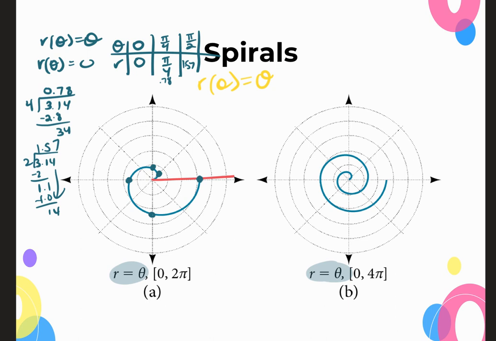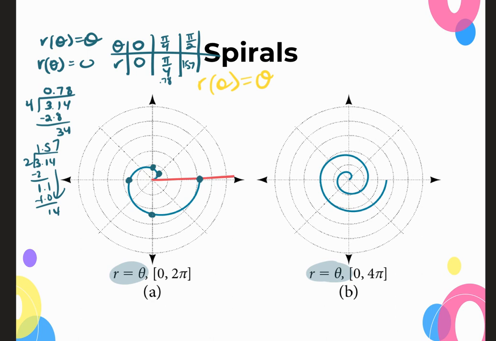So as I increase my theta, what is also happening to my r values? They are increasing. They are not increasing in an equal interval, which is literally causing this spiral. If I kept going, it would keep getting bigger and bigger and bigger. The bigger the theta, the bigger the r for a spiral.